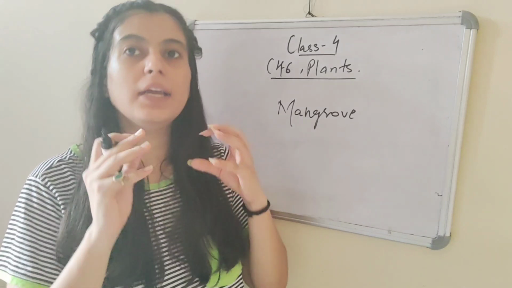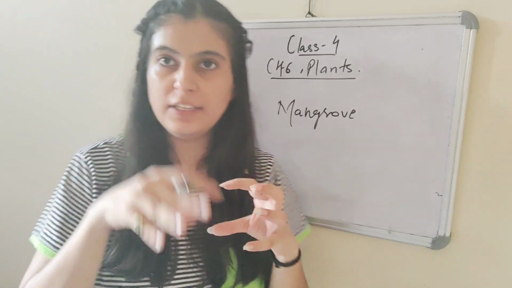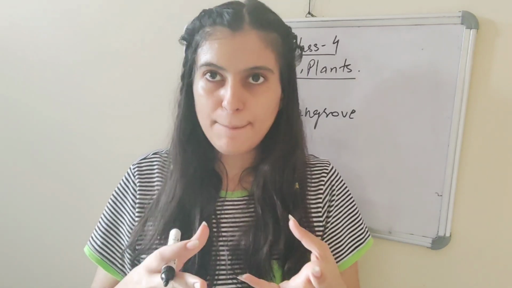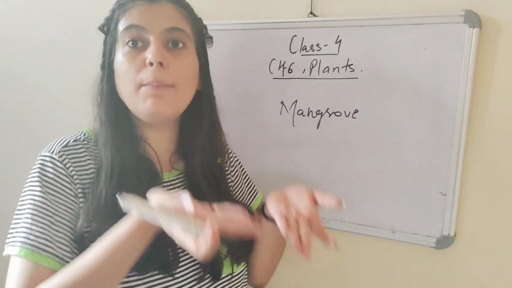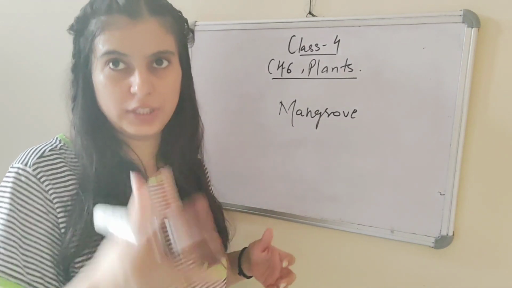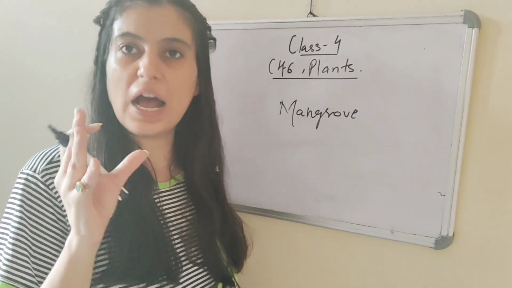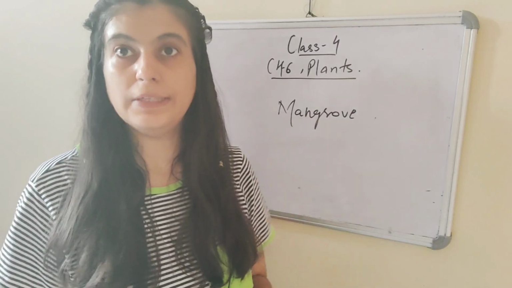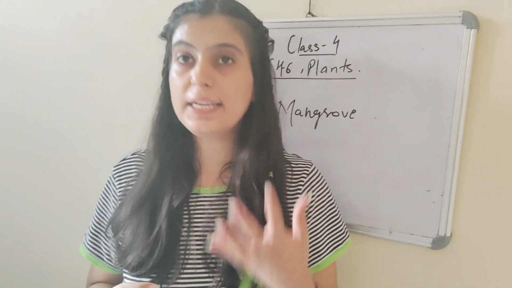So, in marshy areas, when the tree remains submerged in the wet soil, what happens is their roots come out on the surface and they breathe through them. Those roots are called breathing roots. For example, the mangrove tree, which grows in the Sundarban areas.